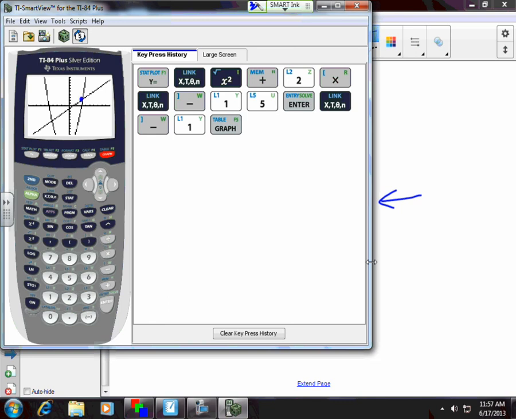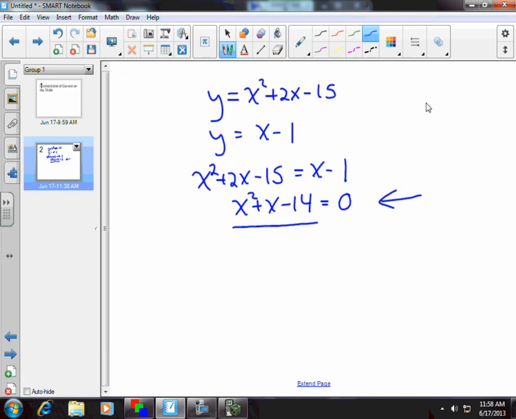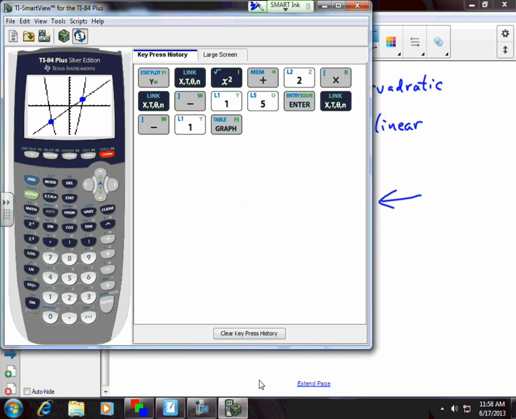Now do keep in mind that you may have to change the window to see all the points of intersection. We happen to know that we have a linear function and a quadratic function. There's our quadratic function, and there's our linear function. So we do know that we are seeing all the points of intersection, but again, keep in mind you might have to change the window to see where your functions actually intersect.